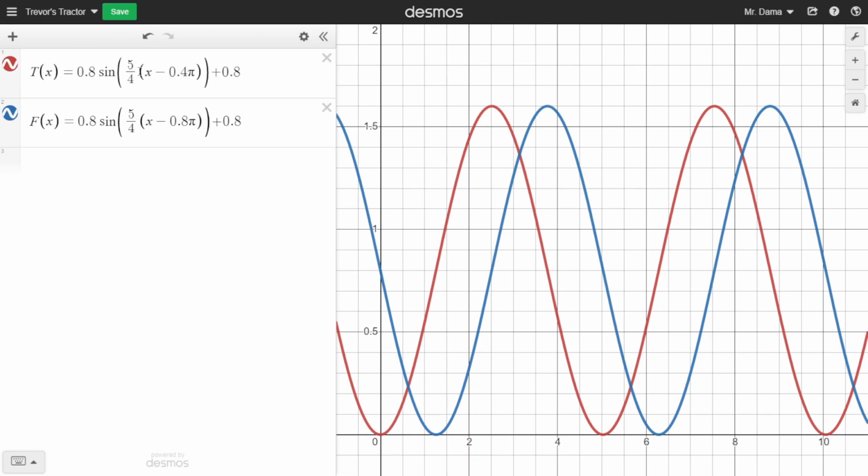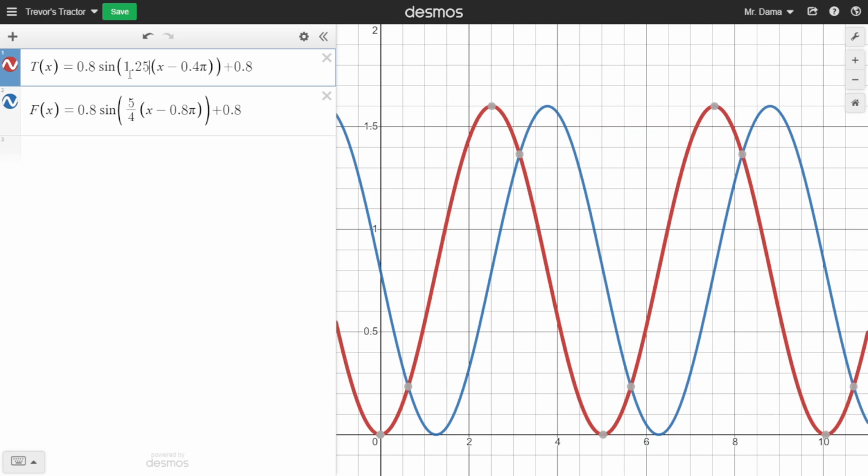Okay, so 5 over 4, once again, you can rewrite as 1.25 if you so want. Right? But I'm going to leave that to your discretion, however you want to run with that. Okay, 5 over 4 is 1.25. It might be a lot prettier to run with. So maybe I will do that. 1.25.